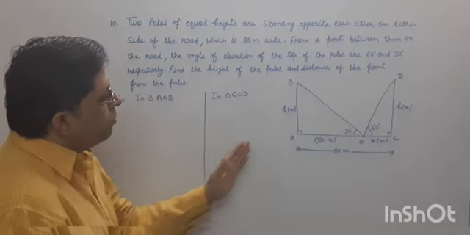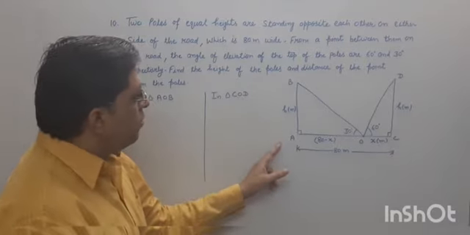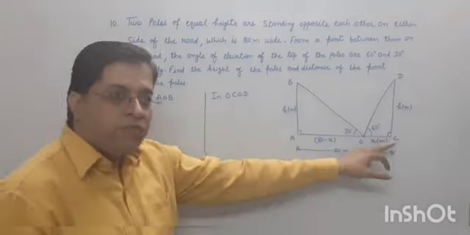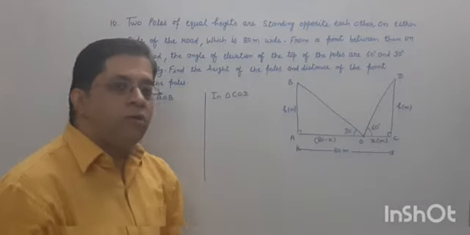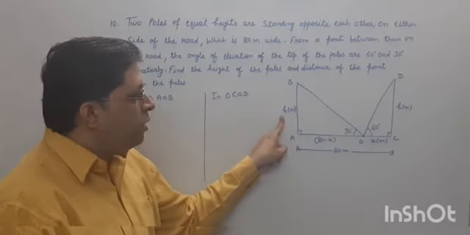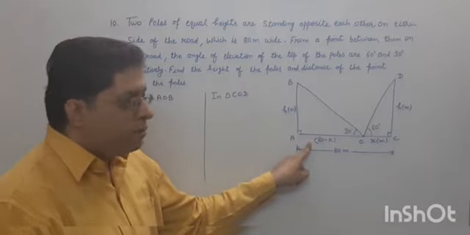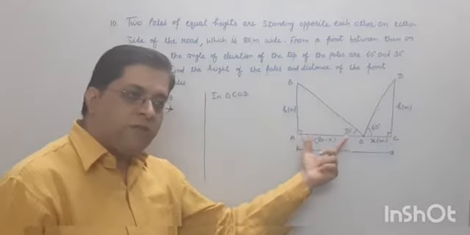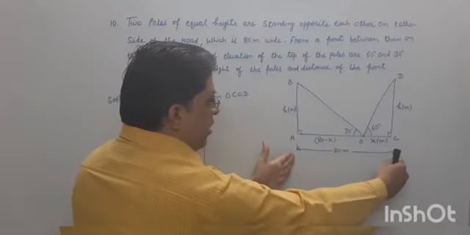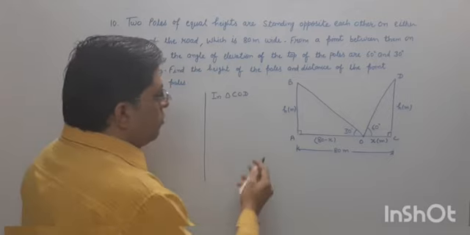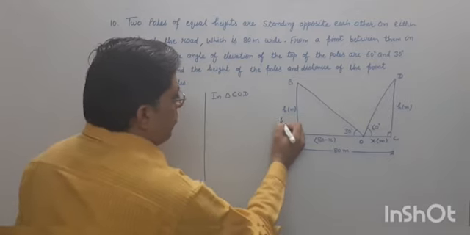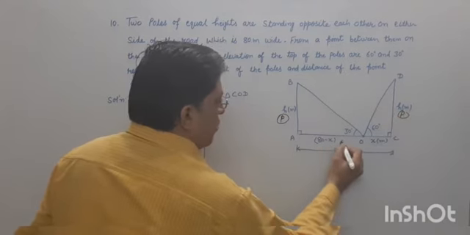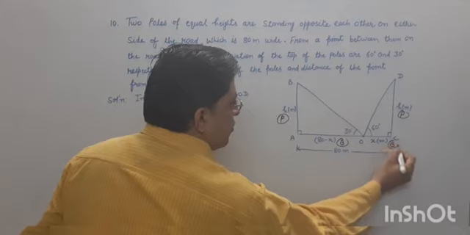So what to do? These are two triangles, no? Two right triangles. What is the name of the triangles? AOB and COD. These are two right triangles. This is perpendicular, this will be the base. Let's say OC is X. What will be the remaining? 80 minus X, because the distance between A and C is 80 meter. This is perpendicular here, and this is base, and this is base.